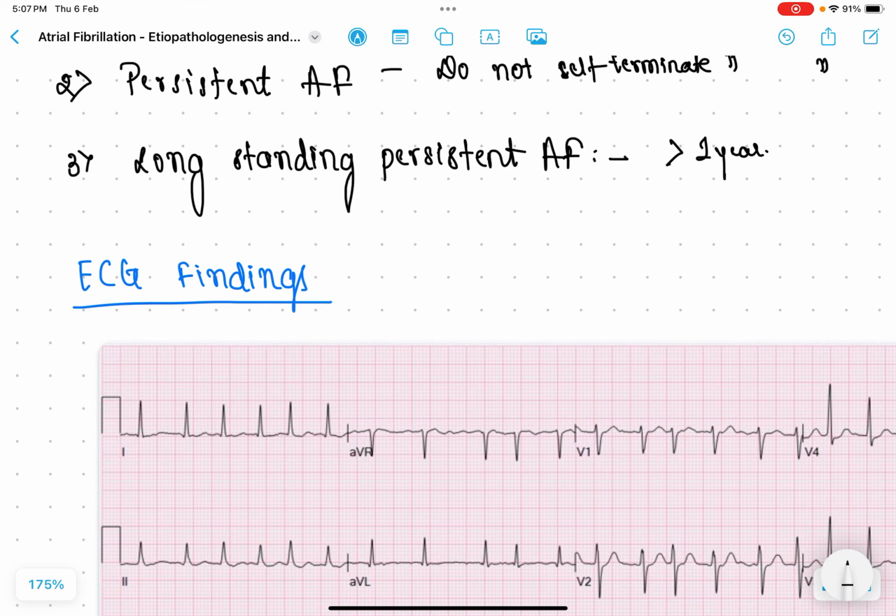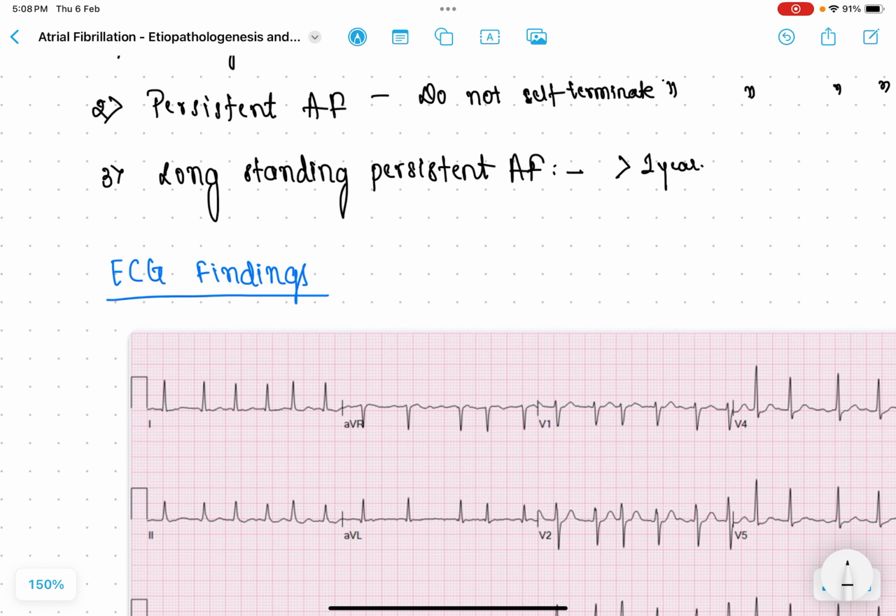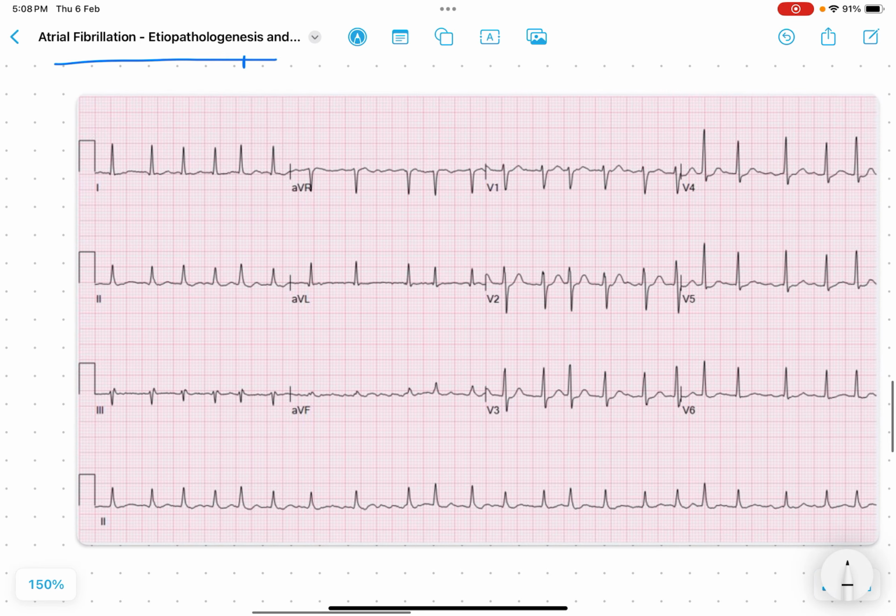I told you, go to medicine OPD or medicine ward, identify patients who are elderly, who are diabetic, hypertensive or have any of the risk factors, and palpate their pulse. If you find irregular pulse, please get ECG done. Now what does ECG show here? The first thing I told you: these abnormal impulses activate ventricles irregularly.